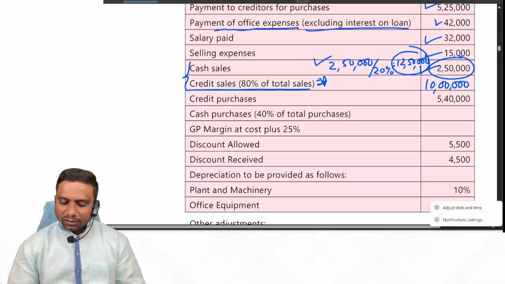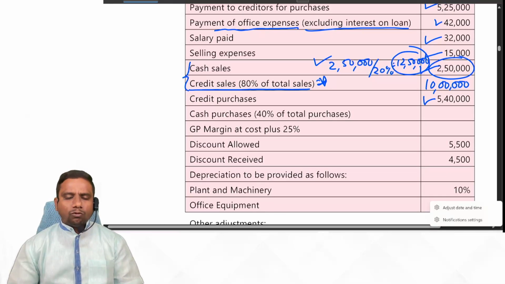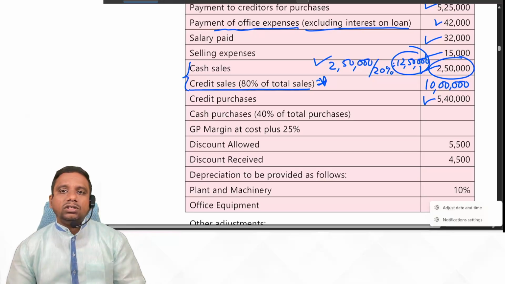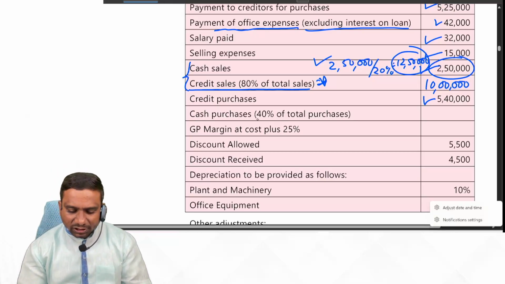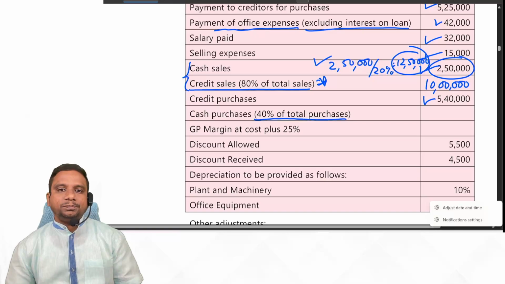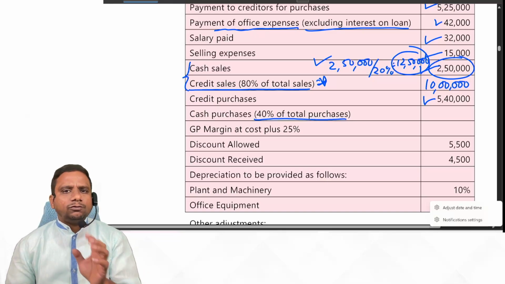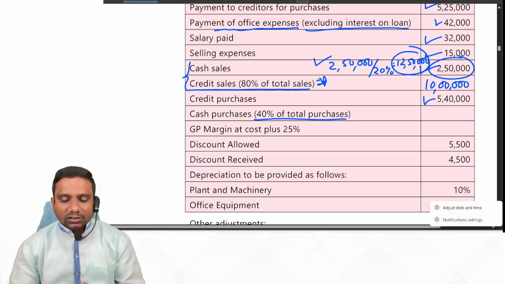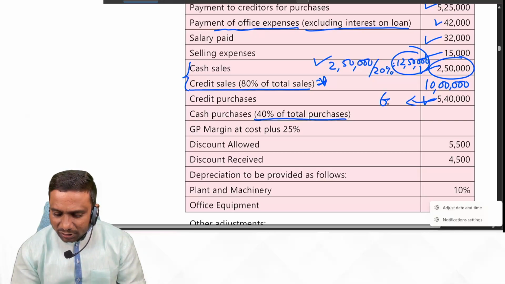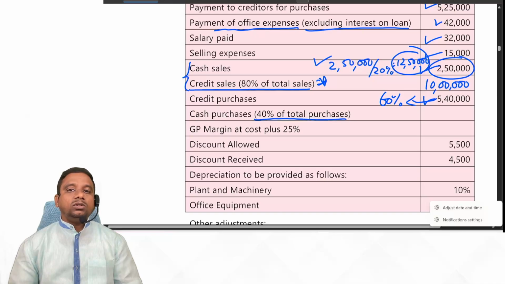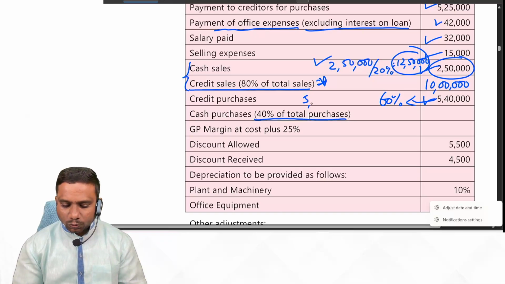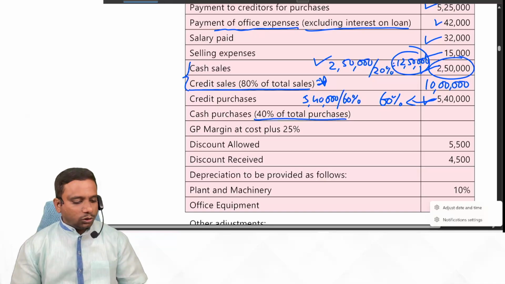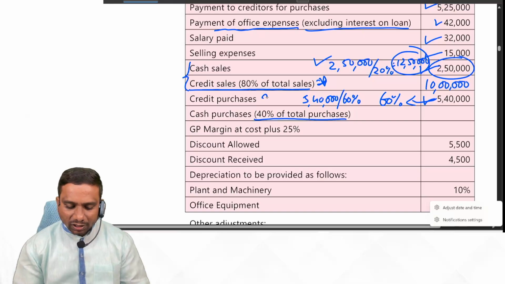Next one. Credit purchases are 5 lakh 40,000. Cash purchases are 40% of total purchases. So out of total purchases, 40% is cash purchase. What about the remaining 60% purchases, trade purchases? So this 5 lakh 40,000 is equal to 60%. Now make it 100%, students. 5 lakh 40,000 divided by 60%. How much do you get? You get a total of 9 lakh rupees.